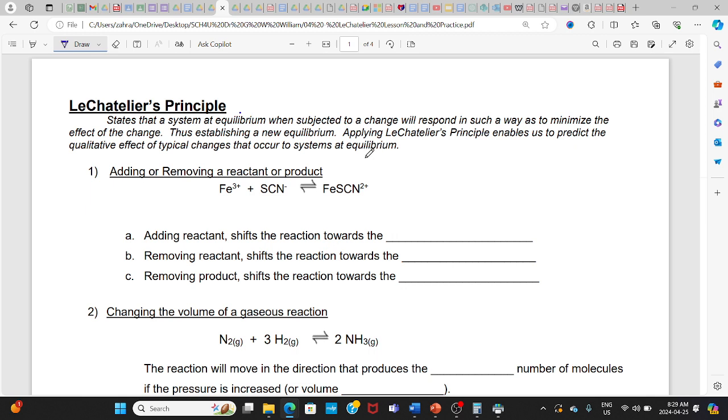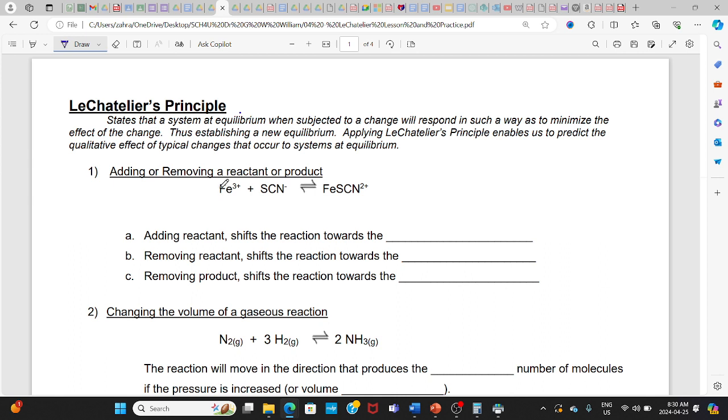So you have this worksheet at the front. Please grab one if you just arrived. So let's just look at that. Adding or removing a reactant or product. See what is happening to this. So we have Fe3+ reacting with SCN-, giving you FeSCN2+, and you want to see what happens if you add reactant.